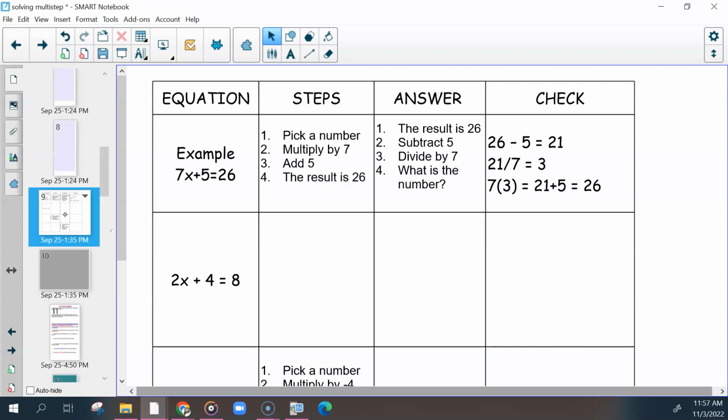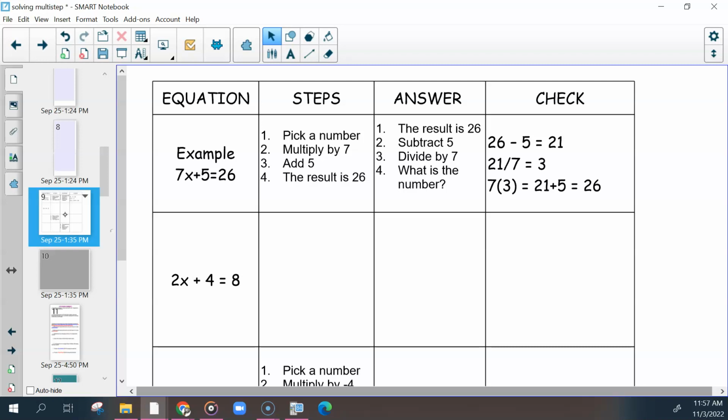The next part is actually solving it, putting it into words, what we're doing. So we would start with the result, we would subtract 5, and then divide both sides by 7. And they're looking for the answer, the result at the end.